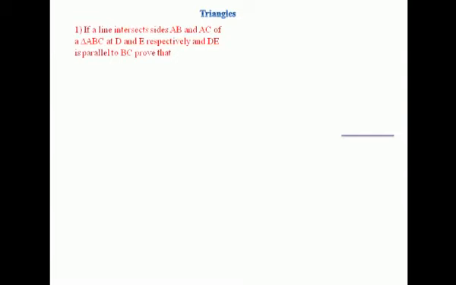If a line intersects sides AB and AC of a triangle ABC at D and E respectively, and DE is parallel to BC, we have to prove that AD by AB is equal to AE by AC. Here it is clear that DE is parallel to BC. According to BPT, if a line is drawn parallel to a side of a triangle, it divides the other two sides proportionally. So by using that theorem, we can prove this problem.